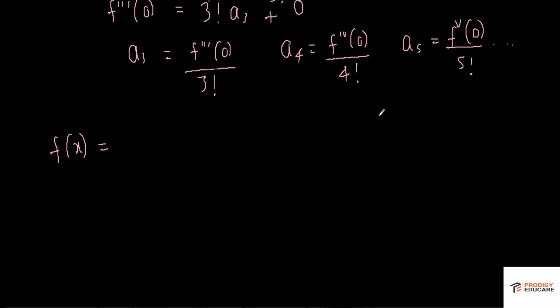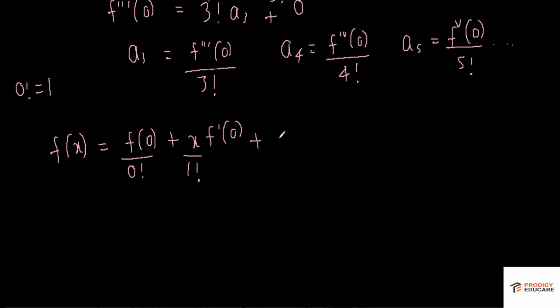So any function I'll write as, first of all, f of 0, which was a naught, plus I have to write x times f dash of 0. Just to show the pattern, I'll mention a 1 factorial here. Here I have to show 0 factorial. Now 0 factorial is anyways 1. 0 factorial is 1. Don't get confused. Plus I have to write x square by 2 factorial.